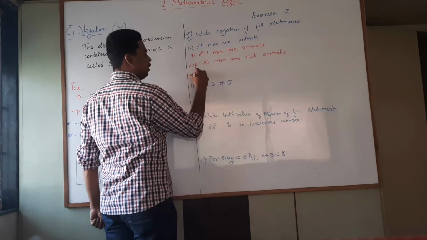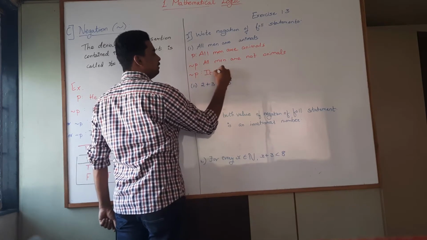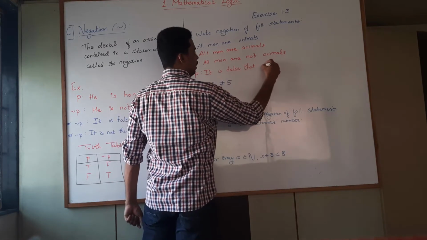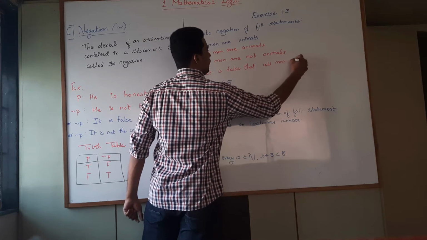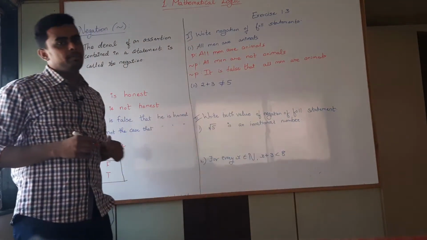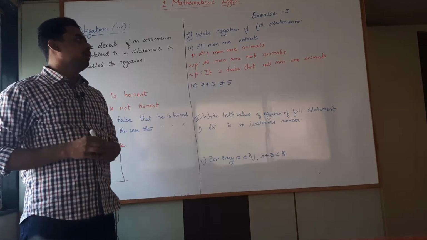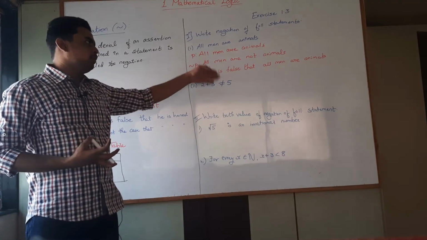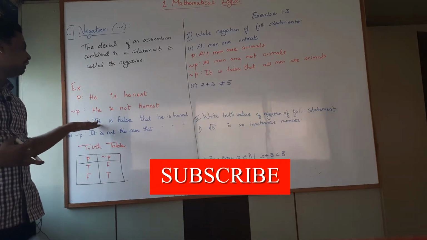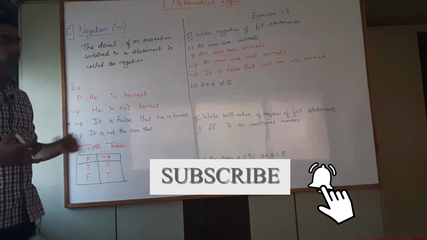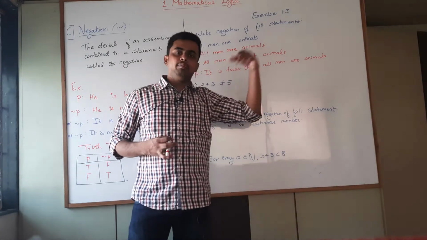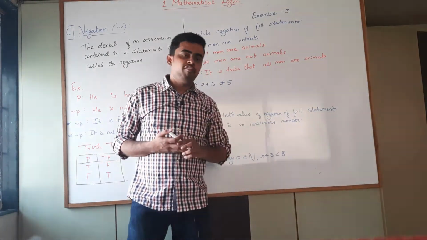Or we can also write, negation of P is, it is false that all men are animals. So there are multiple forms of writing a negative statement. So we write it as all men are not animals. You can write either form. There is one more form we can write: it is not true that all men are animals. So any possible way you can use.